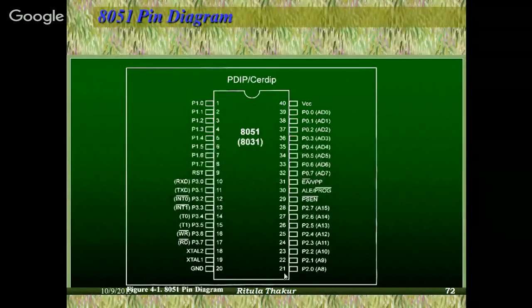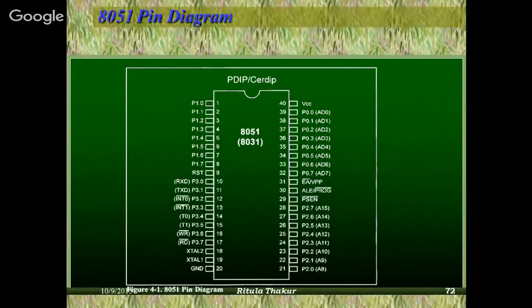उसके बाद आपका pin number 21 to 28, you have port P2. Along with that, you have higher order address lines. And on pin number 32 to pin number 39, you have port 0, along with that lower order address and data lines which are multiplexed. Now if you have worked on microprocessor, you must be knowing about this multiplexing of the address and data lines. So it's an 8-bit data bus and 16-bit address bus.